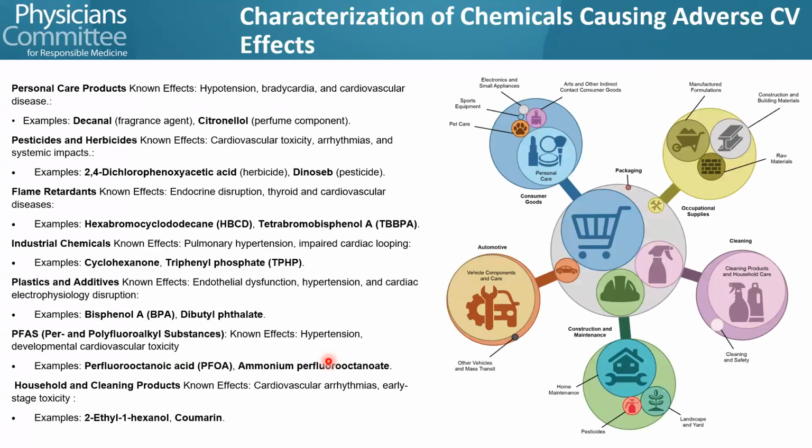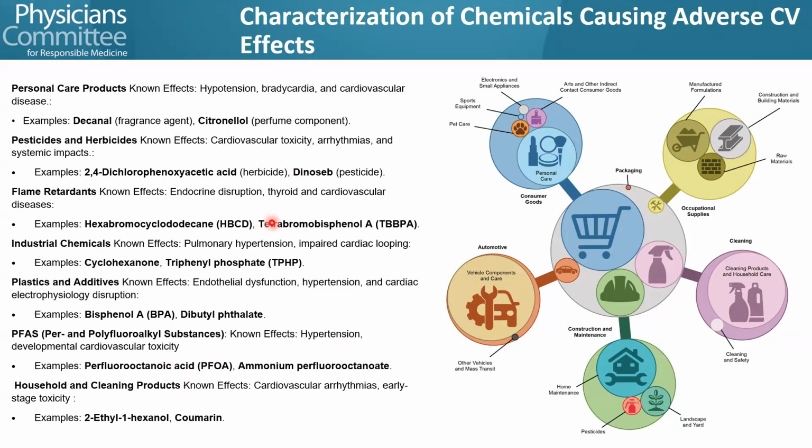Okay, and this is the characterization of chemicals that cause adverse CV effects. I told you when I was describing ICE that we can also utilize the ICE dashboard to categorize our chemicals, to see what the spectrum of those chemicals is in our day-to-day chemical products. As you can see, a lot of these chemicals have been found in personal care products, in pesticides and herbicides, in flame retardants. Many of them were components of industrial chemicals and plasticizers. Of course, a lot of forever chemicals or PFAS-like chemicals, and household and cleaning products.